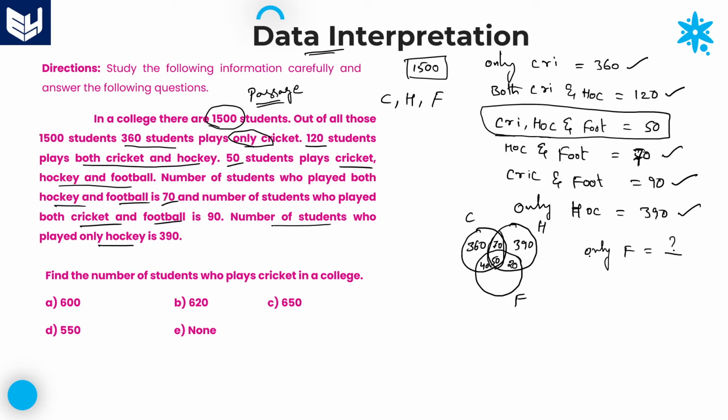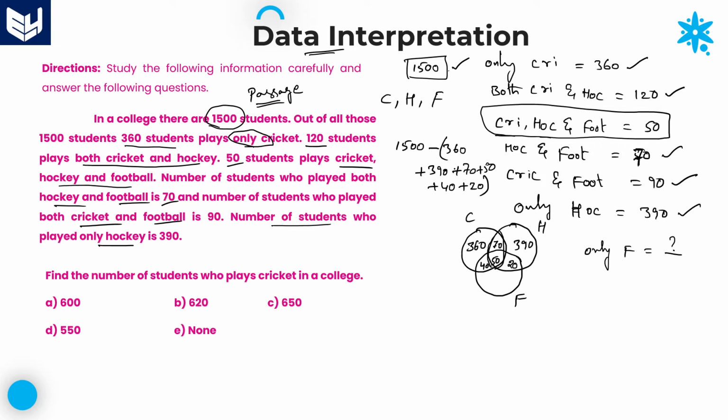It is very simple: you just subtract the values available in this Venn diagram from the total number of students. The total number of students is 1500, minus the sum of all the remaining values: 360 plus 390 plus 70 plus 50 plus 40 plus 20.